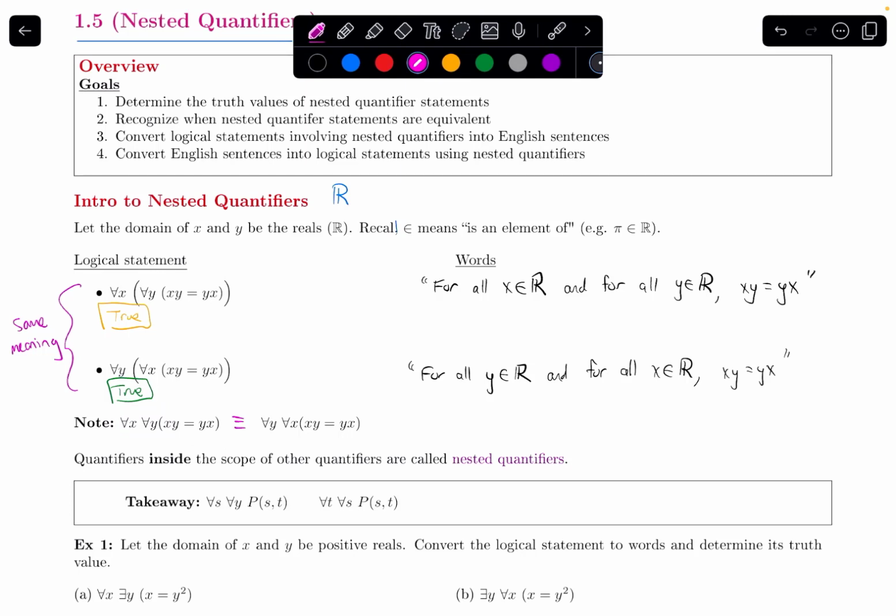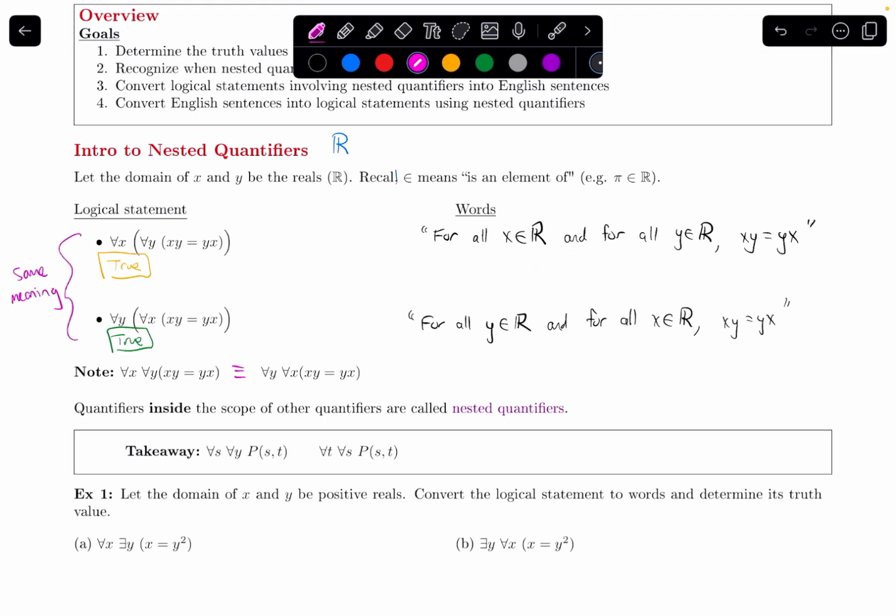One of the things that we are seeing in this example is quantifiers that are inside the scope of other quantifiers. These are called nested quantifiers. Like in this first statement, this for all y was within the scope of the for all x, because the scope of the for all x contained everything within these parentheses. So the big takeaway from this first example is that if you have two for all quantifiers, and there's a typo here, this should say for all t, so if there's a for all s and a for all t, and you switch the order of those two, these are going to be equivalent.